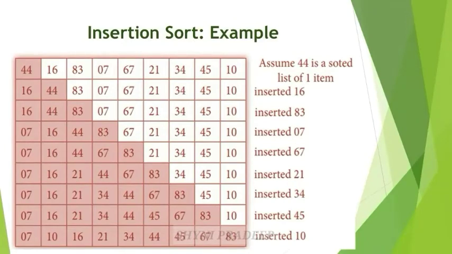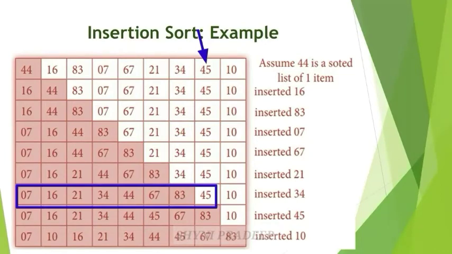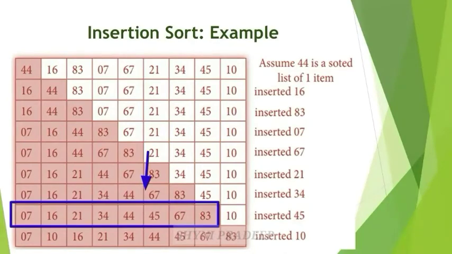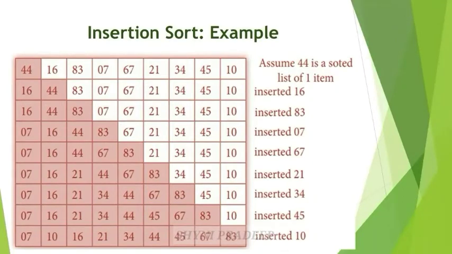After this pass 7, insert the next element. Which one is the next element? 45. So compare this 45 with the sorted elements. This 45 is greater than 44. So you have to insert this 45 here. 7, 16, 21, 34, 44. Next this 45. Next 67, 83. The remaining element is 10. This is the 8th pass.